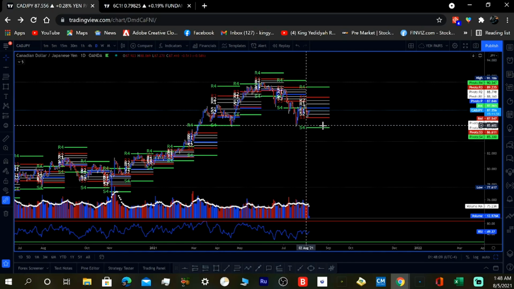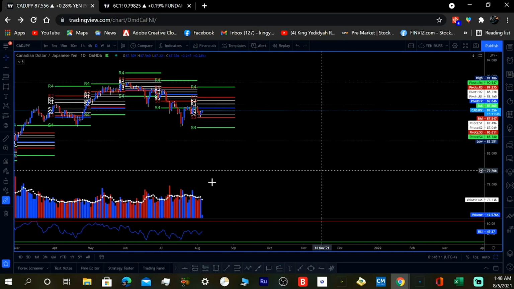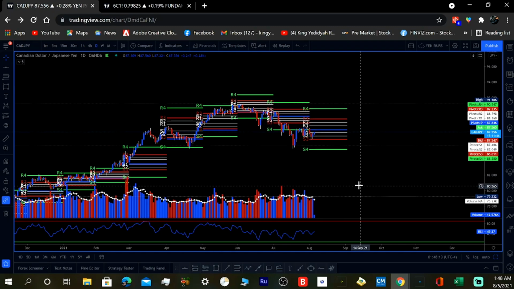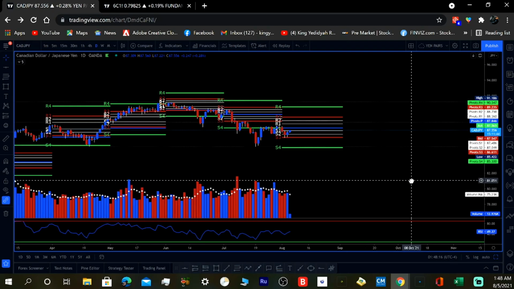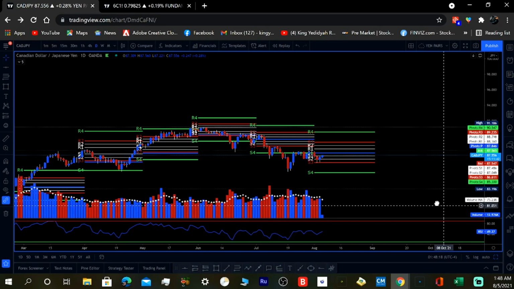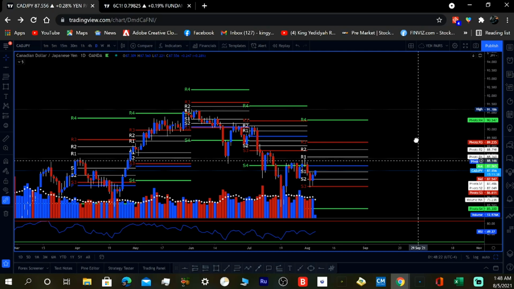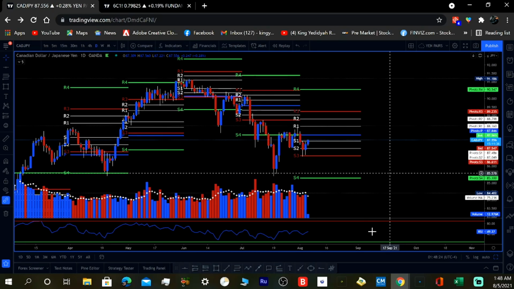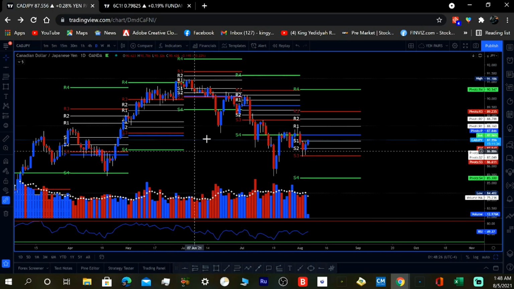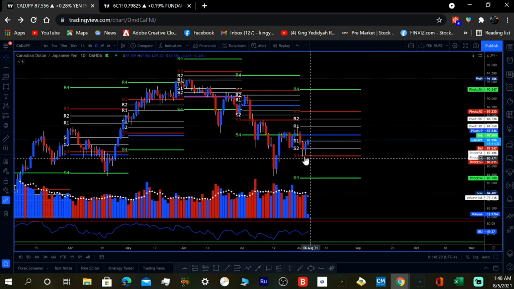So right now these are monthly Camarilla pivots that I have on my chart. Let me just situate the chart here. Hold on a second. Alright. Right, so these are the monthly pivots that I have here right now on the daily chart. So you can see we found support at the S3.